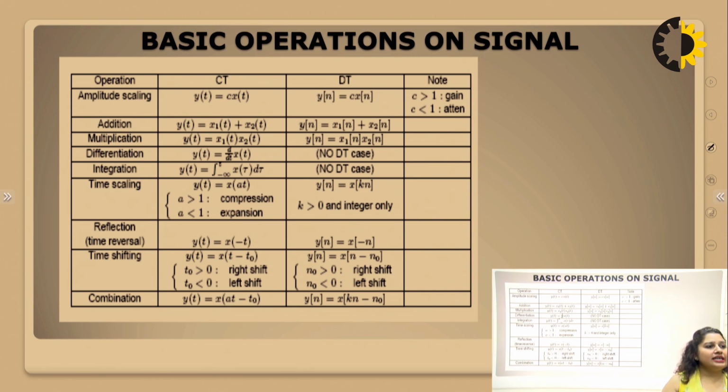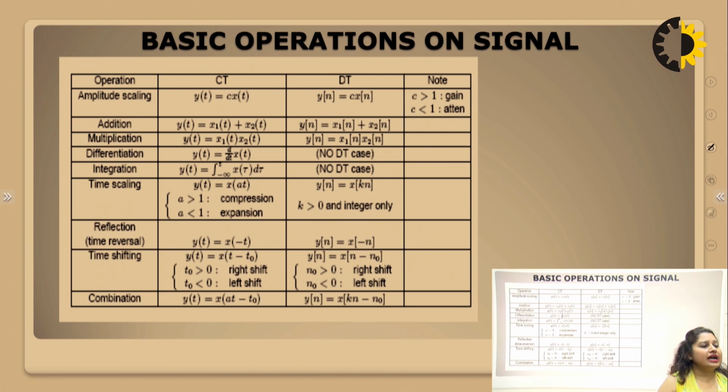Similarly, addition of the two signals is the simplest, that is y(t) is equivalent to x1(t) plus x2(t) or x1(n) plus x2(n). Similarly, multiplication, x1(t) multiplied by x2(t), differentiation d by dt of x(t). Similarly, in the discrete time, it is not differentiation, it is a difference equation, that is x(n) minus x(n minus 1). Integration, minus infinity to t of x(tau) d tau. In the discrete case, there is summation.